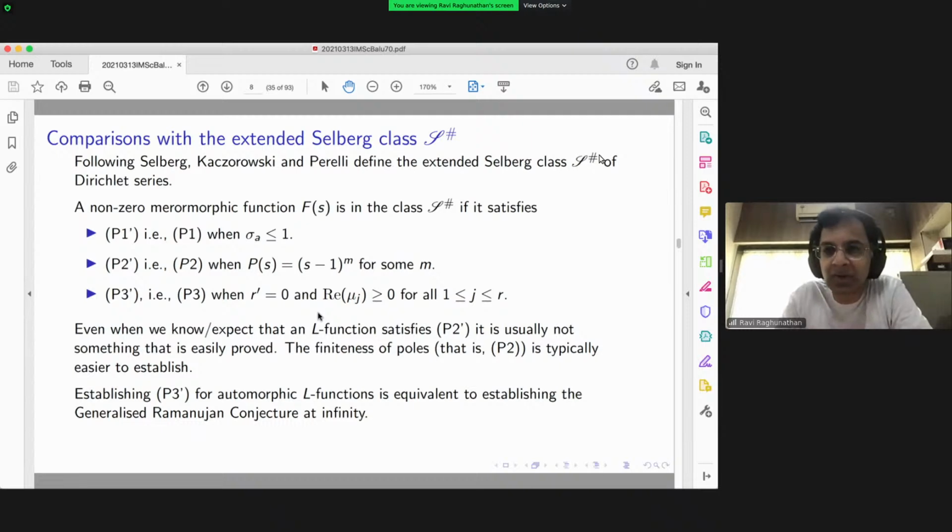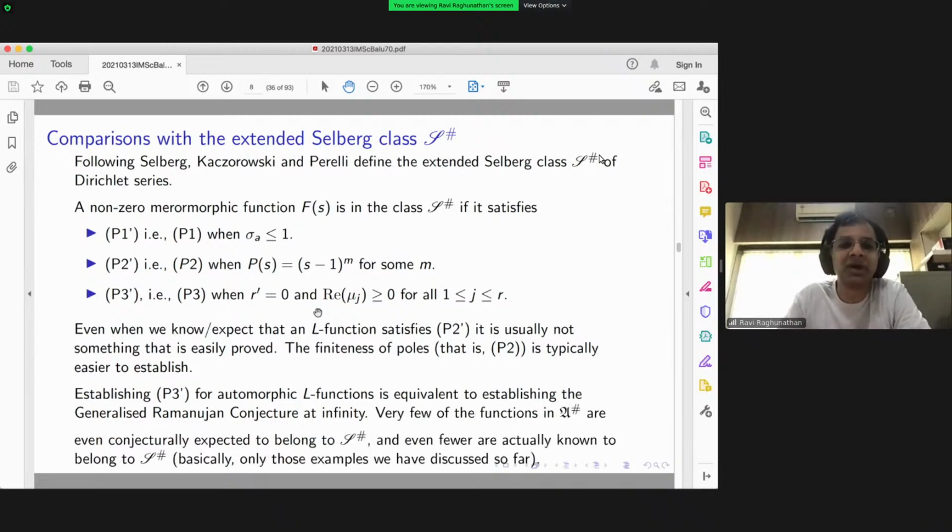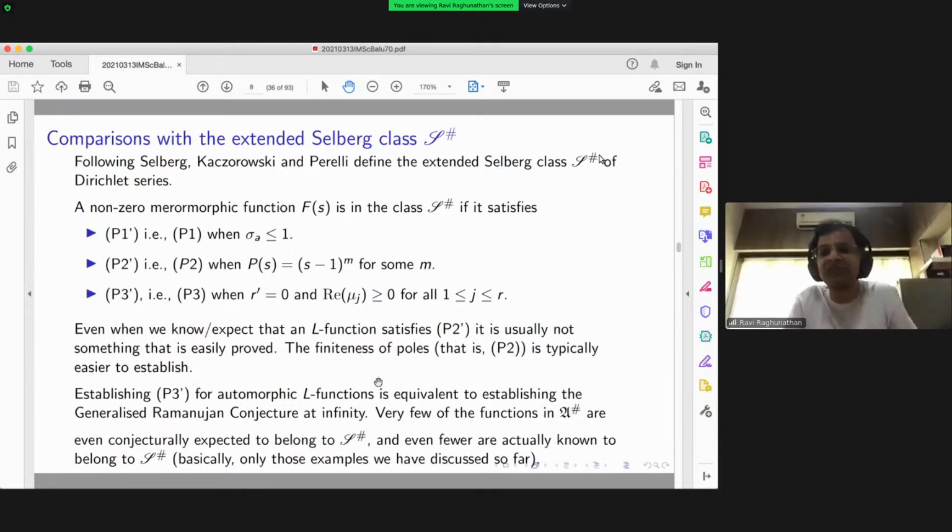Okay, so what we have said so far is, look, there's this class A sharp, which is bigger than the extended Selberg class, and we have noted the differences. Let me give you some examples to highlight the differences. As I was saying, very few of the functions in A sharp are even conjecturally expected to belong to S sharp, and even fewer are actually known to belong to S sharp. Essentially the only examples that we know in the extended Selberg class are those examples we have discussed so far. We can build a few more.